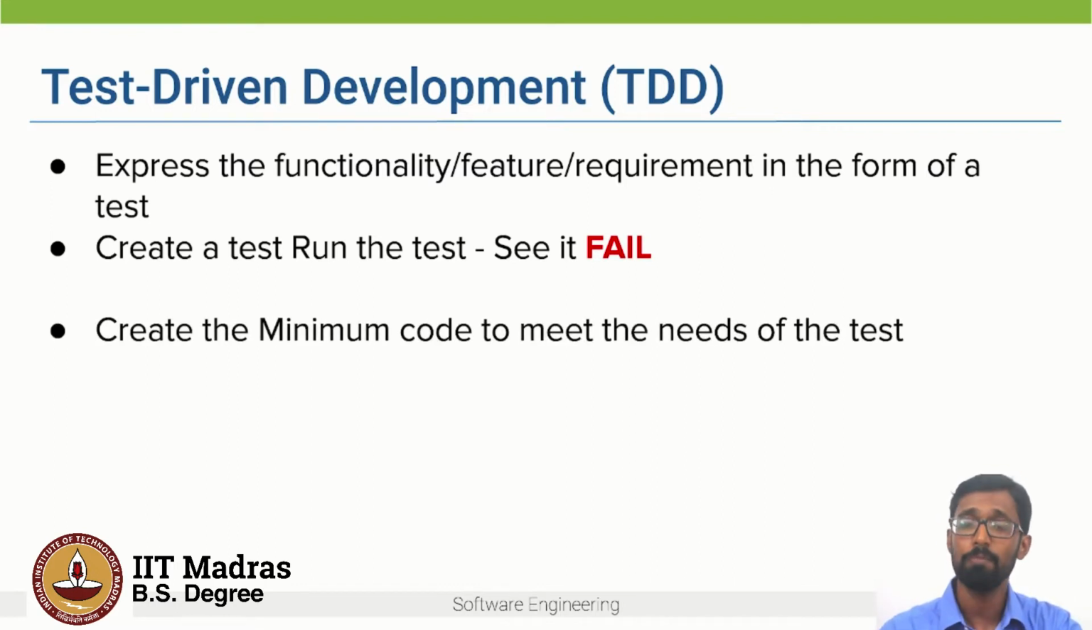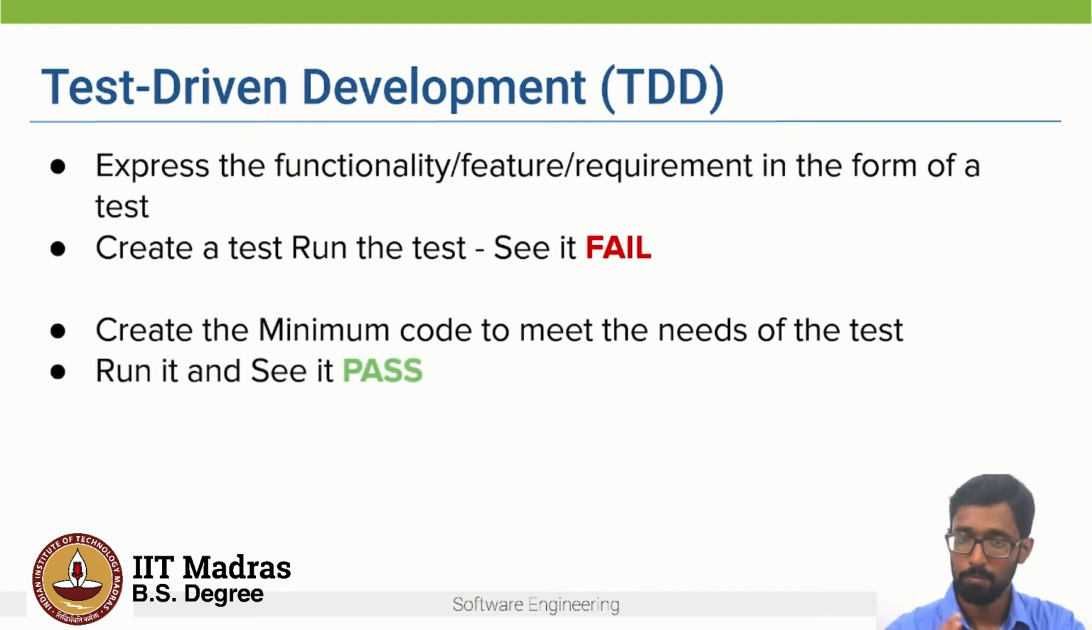And now the next step, we create the minimum code to meet the needs of this test. Now our goal is to somehow make this test pass, right? So we implement the minimum code which is required to make this test pass. And after we have done that, we run the test and see that it passes, right? So now for a small functionality or feature, we have designed a test case. Initially it failed. Now we wrote the minimum code to make it pass.